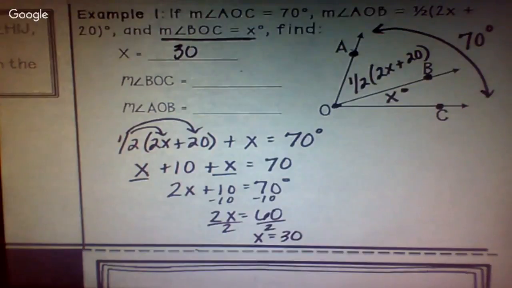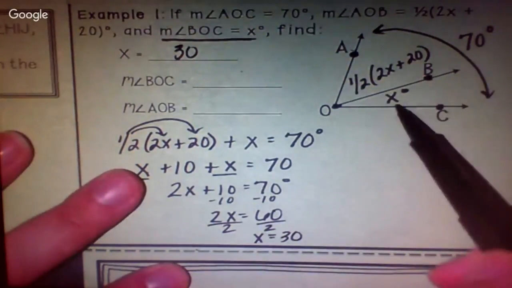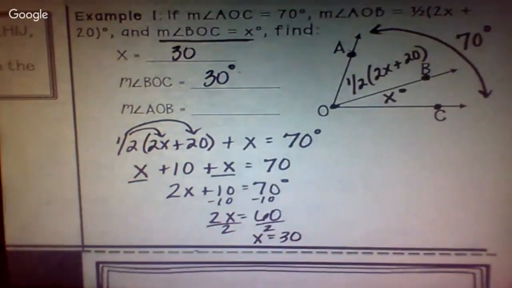If x is 30, if you look at BOC, BOC is just x. So the measure of angle BOC is 30 degrees.